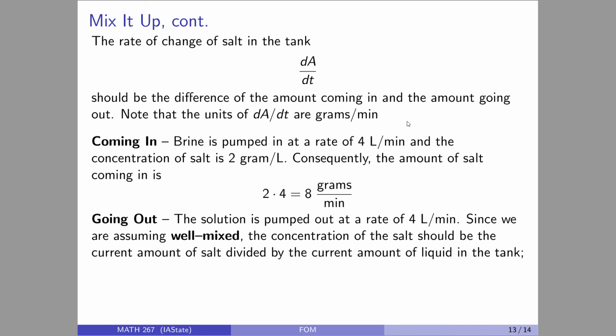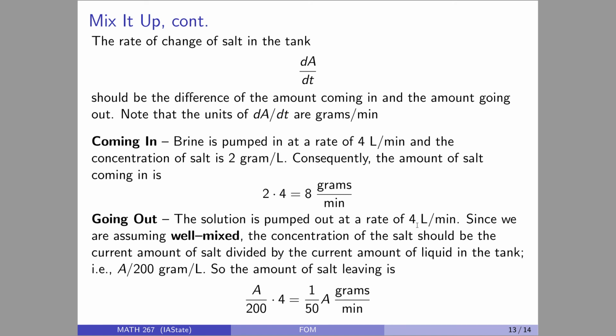What's the current amount of liquid? Now here's where this problem gets exciting. Depending on the flow rates we're given, this could potentially be changing. But the flow rate coming in is 4, the flow rate going out is 4, so the amount of liquid in the tank never changes. We were told there was 200 liters to begin with. So the going out part is going to be A divided by 200, grams over liters. That's the concentration of the salt. Multiply it by the flow rate, and that gives me the amount of salt per minute in grams. And there we go.